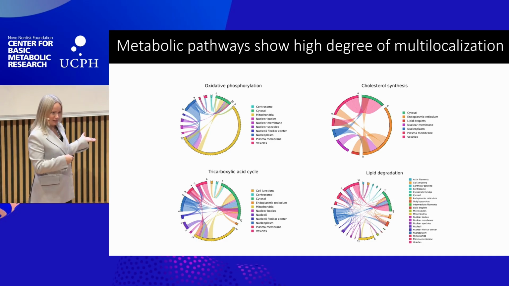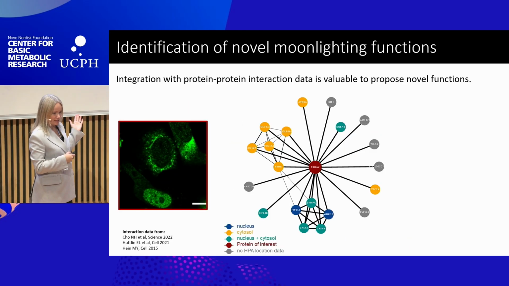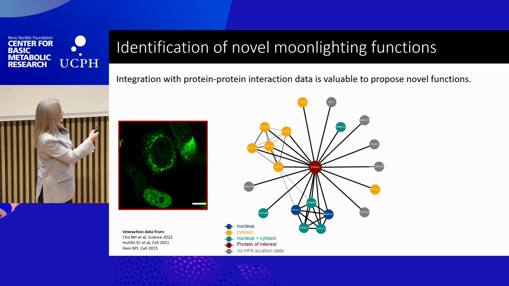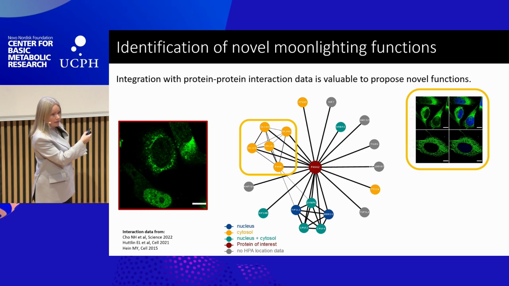So if we go back to that first image that I showed you of this enzyme, it's actually P4HA2, so it's involved in collagen synthesis in vesicles. The function in the nucleus has not been described, but when we pull together all the protein-protein interaction data we can find, we get this little network plot, and then we see two clusters. One cluster is this cluster, and these are all the collagen components, and of course they localize in a very similar kind of vesicular pattern.